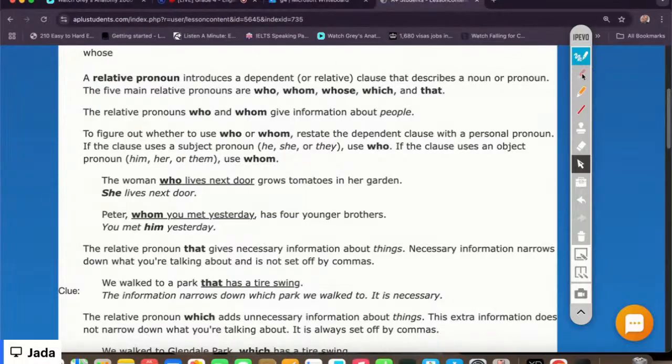All right, so relative pronouns. What are relative pronouns? A relative pronoun introduces a dependent or relative clause that describes a noun or pronoun. Now we have five main relative pronouns, which are who, whom, whose, which, and that. These are the five main relative pronouns that we have.